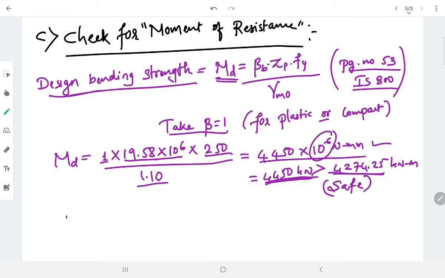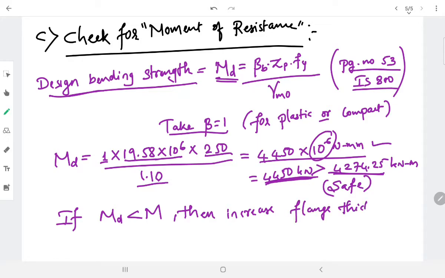In the case where MD comes less than the external bending moment, then increase the flange thickness. You have worked with 25 mm flange thickness, you can increase it to 30 mm, 35 mm or 40 mm, and then again check this MD value, you will get more than the external bending moment. So this is how we calculate the moment of resistance. It should be more than the external bending moment on the plate girder.